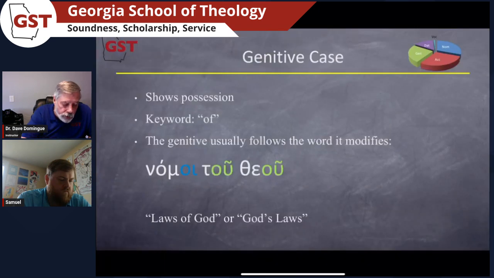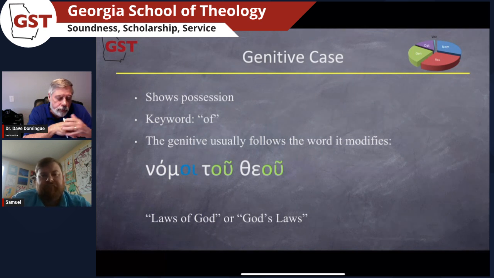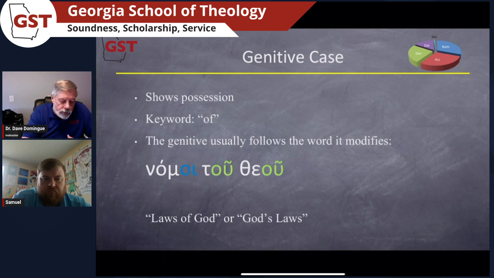Okay, so now we're going to the genitive case. Genitive case does really much more than possessive, but we're going to emphasize possessiveness. And a key word: when we do a translation for a word in the genitive case, we normally use a helping word, or keyword, and we normally start with "of." Now there are other things that we'll add to that later, but right now it's "of." So genitive usually follows, in its structure, the word it modifies.